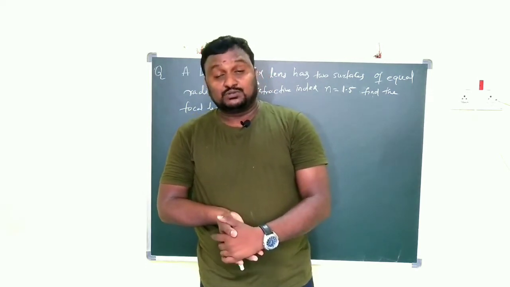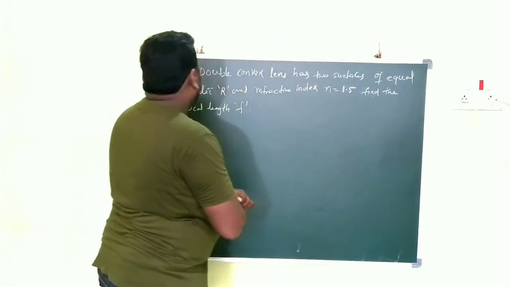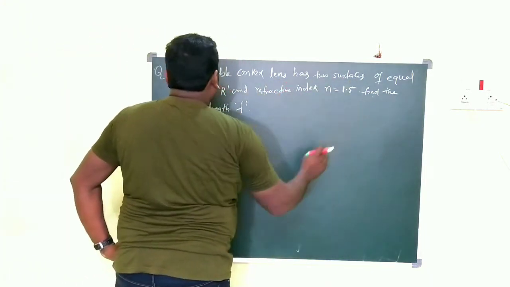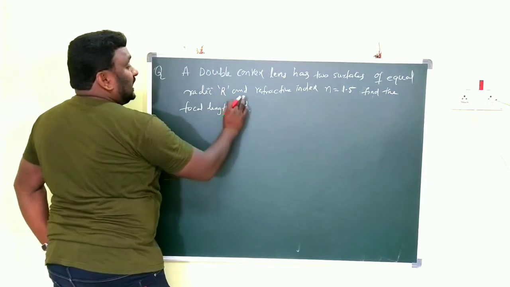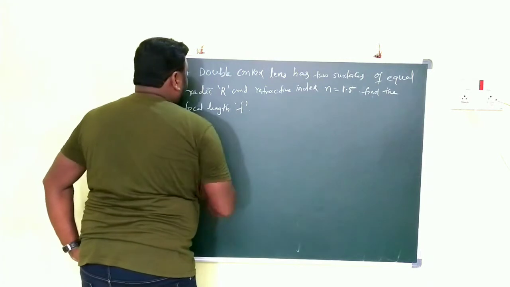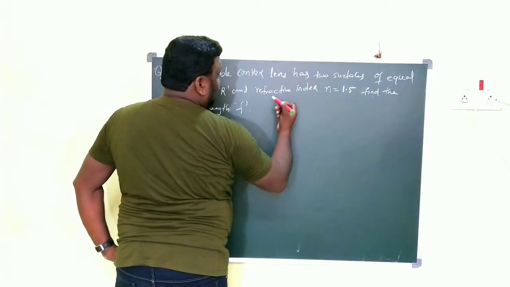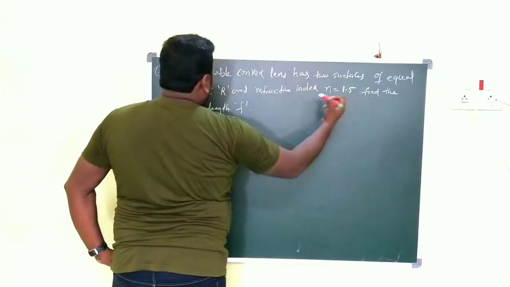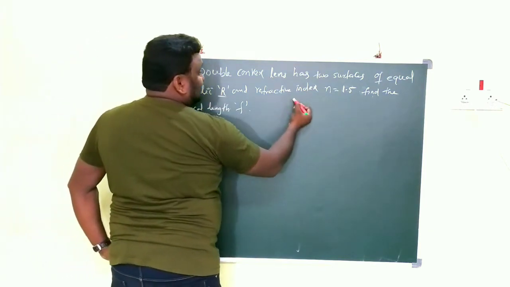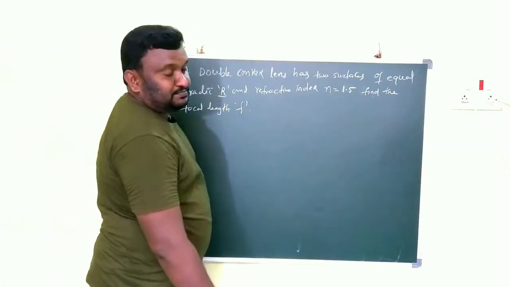Now I am going to the problem. Here one problem is waiting for us on the board. Let us see. A double convex lens has two surfaces of equal radii r and refractive index n is equal to 1.5. Find the focal length f. A double convex lens, biconvex lens, has two surfaces of equal radii r and refractive index n equals 1.5. Find the focal length f.